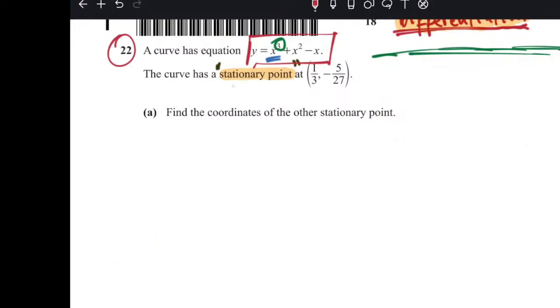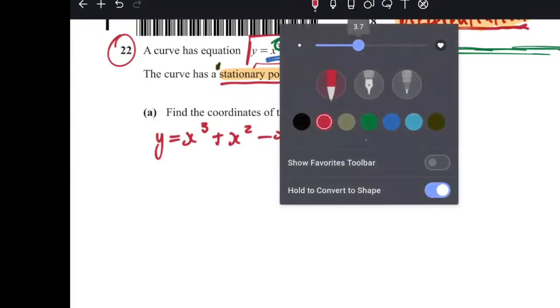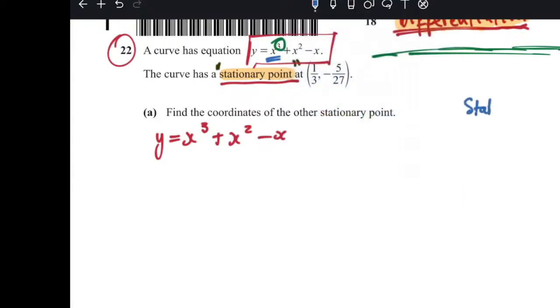Here we see the word stationary point. Before we do anything, the moment we see the word stationary point, we are going to write y is equal to x cubed. We know that is differentiation. So you write y is equal to x cubed plus x squared minus x. First step, find dy dx. For a stationary point, we have the y, we find dy dx, which is the derivative. Then we will let that dy dx be equal to 0 and solve. So this is the curve: y is equal to x cubed plus x squared minus x.